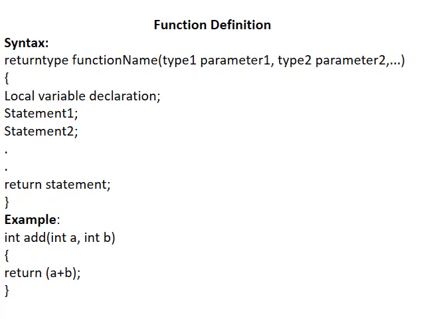Now return type again specifies what type of result is being sent by the function. Function name specifies the name of the function. Type 1 parameter 1, type 2 parameter 2 specifies the data type of the input, and parameter 1 is the first input, parameter 2 is the second input. These are also called arguments. Now in the function definition, these inputs or arguments that you have specified here, type 1 parameter 1, type 2 parameter 2, are called formal parameters or formal arguments.